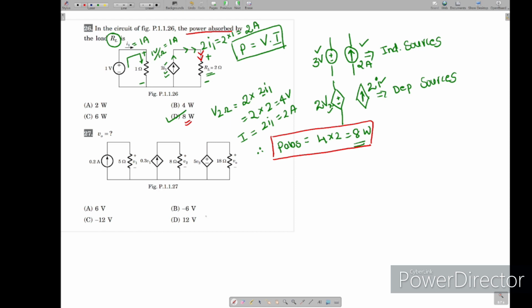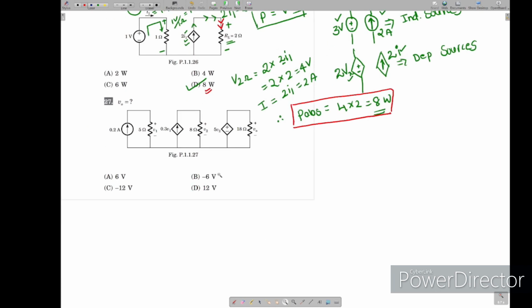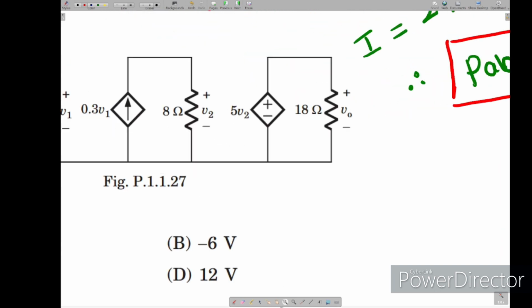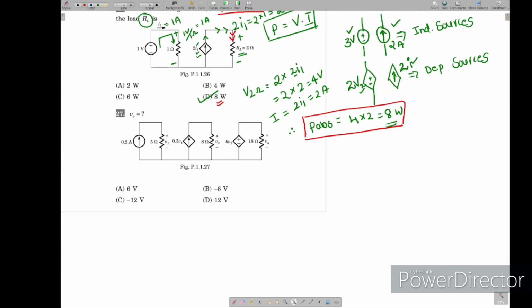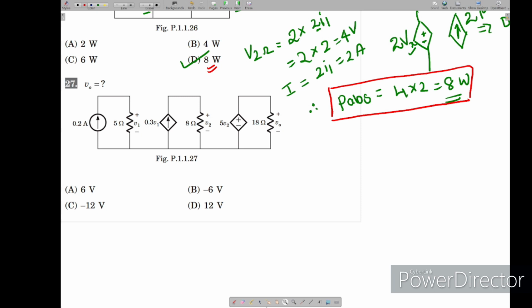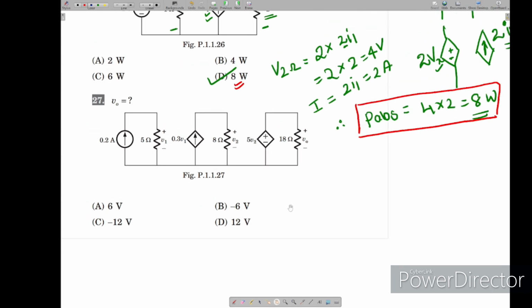So this is the same type of problem, but here it looks bigger. He is asking for V naught. First target V naught. Where is V naught? Here. If you want to find V naught, you should know the I in the circuit.